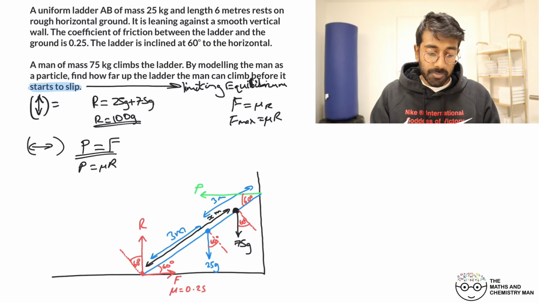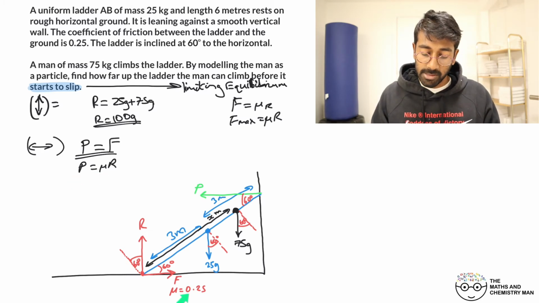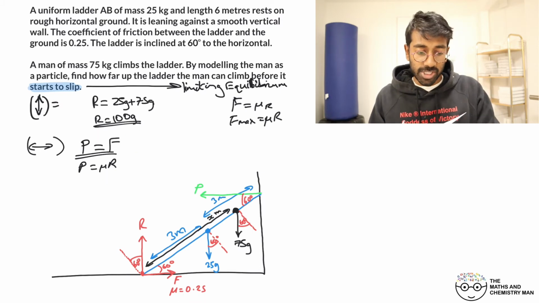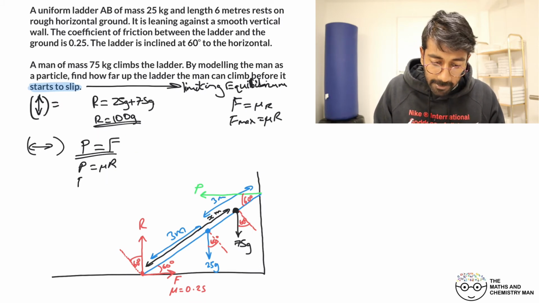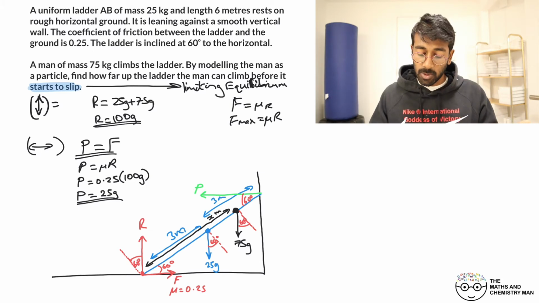And now we've actually got what mu is down here, 0.25. And we've got what R is, because you worked that out as well. That was 100 G. So we can say P is equal to 0.25 multiplied by 100 G. And so P is therefore going to equal 25G. So you've worked out what P is as well. So this is great news.